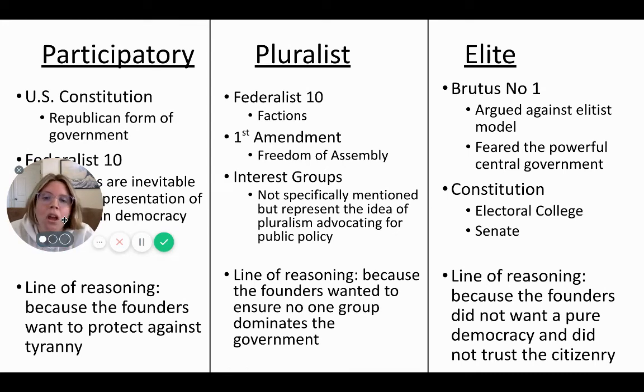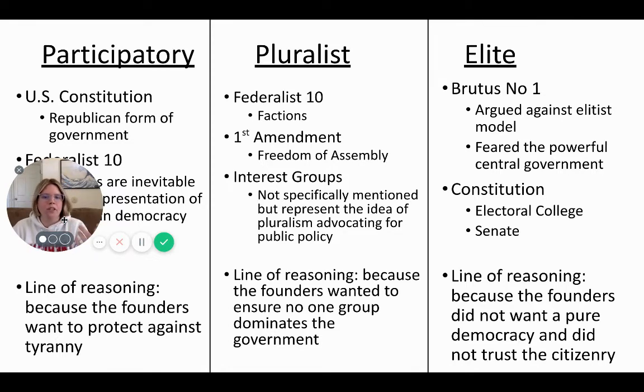If I was going to argue pluralist, Fed 10, I would talk about factions, talk about just that they're inevitable, and that also basically the reason why we wanted a large republic that James Madison talked about is so that these factions can be controlled by each other, basically. And that's basically the idea of pluralism. You've got so many groups. You've got an anti-abortion group, and then you've got a pro-choice group. And so they're going to be competing with each other. No one group is going to dominate. And together, we're all going to be creating better public policy that's going to support us all.